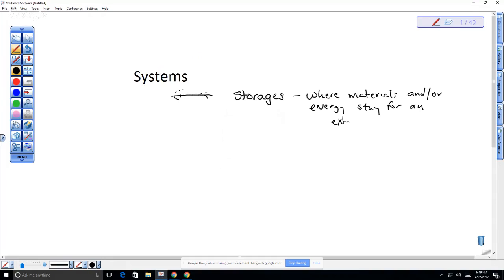So, for example, in previous lectures, we talked about carbon being stored in different areas, including rainforests, so it can be stored in vegetation, but carbon can also be stored in the ocean, and then for extended periods of time, it can be stored as fossil fuels.